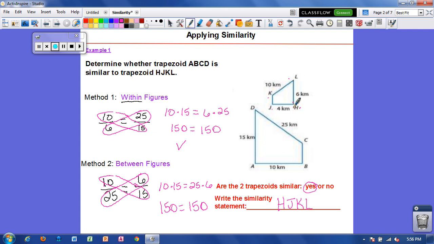So we have the large side, and at the bottom is H. So on this trapezoid, I want to look at the large side. On the bottom is A. So I know I have to start with A. Then I went from H to J across the bottom, so I'll go from A to B across the bottom. I went from J up to K, so I would go from B up to C. And then, of course, my last letter would be D. And remember, this is our symbol for similarity. So trapezoid HJKL is similar to ABCD.